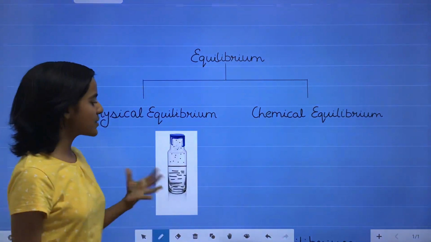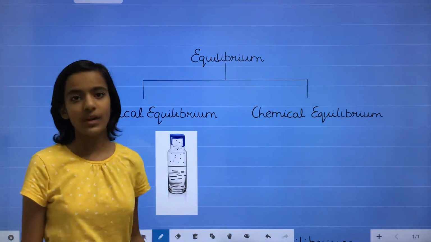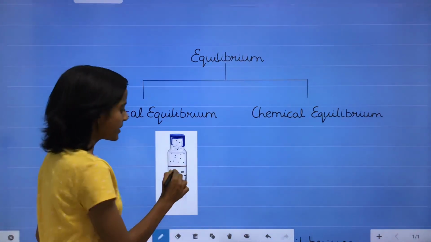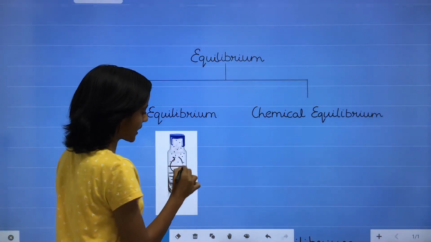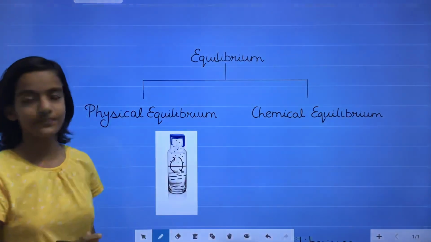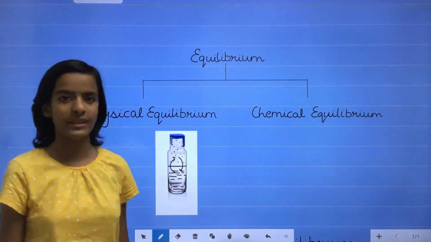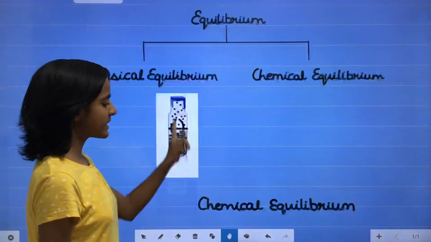So you can see the glass of water here. There is water and water vapor above, and the water level seems to be constant. But the water is converting into water vapor, and at the same time the water vapor is converting into water. So it means that the rate of vaporization is equal to the rate of condensation, and this state is known as equilibrium. So first we discuss chemical equilibrium.